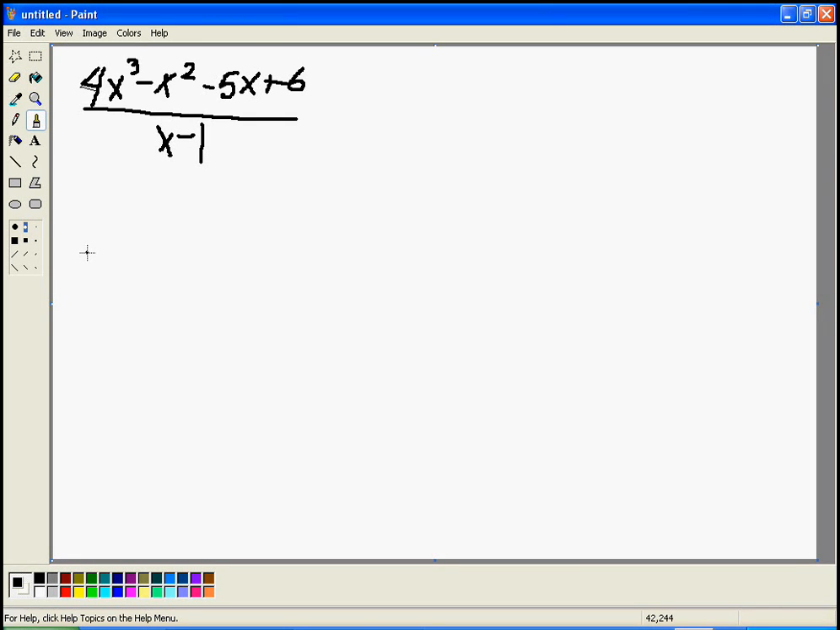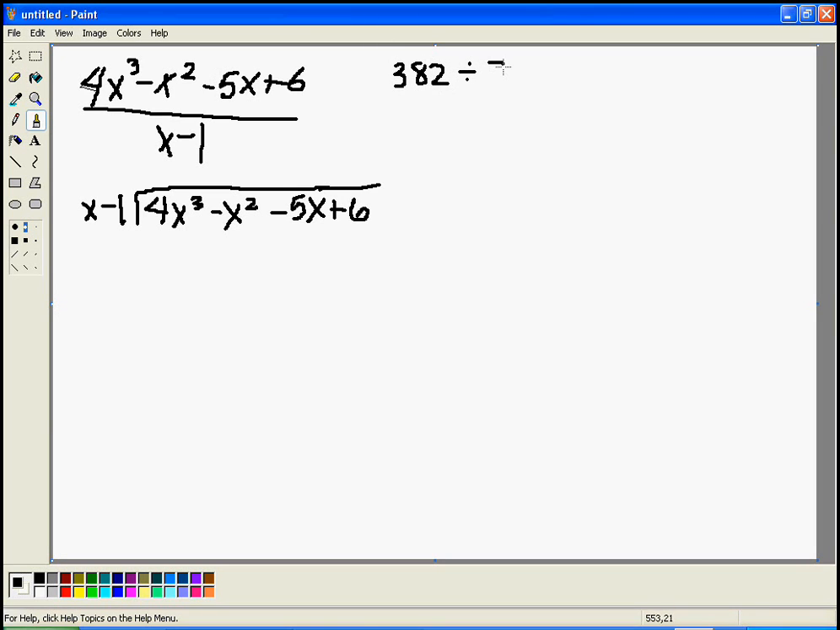it using synthetic division. So what I'm going to do is, yes, it's the dreaded long division that you did in grade school. So x minus 1 goes into 4x cubed minus x squared minus 5x plus 6. So I'm just going to set it up the way we did way back when. In other words, if I ask you to divide 382 divided by 2, you would have set that up like this. Alright? And we're basically doing the same thing. We've got our polynomial here, and we've got what we're dividing by.